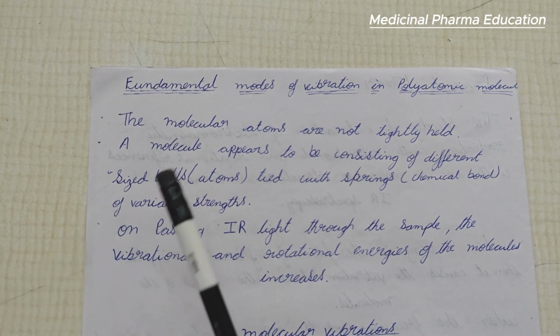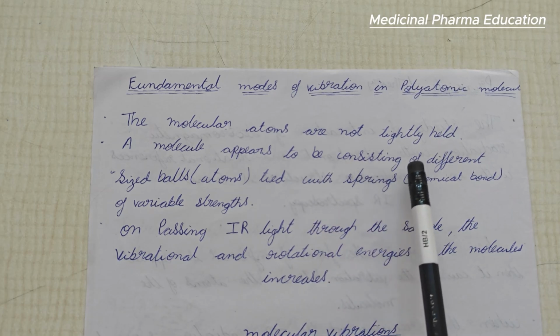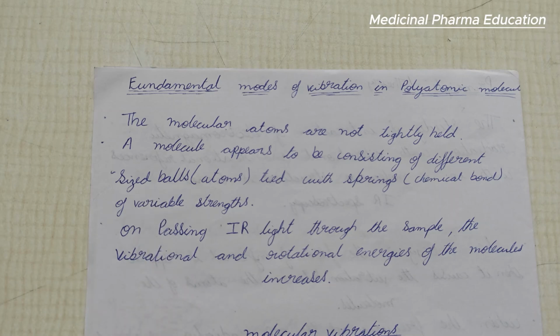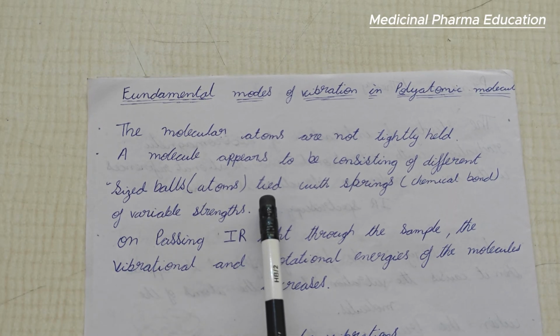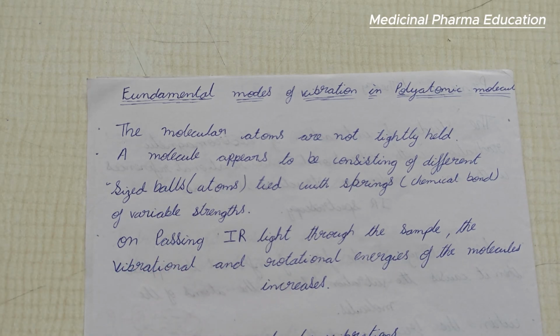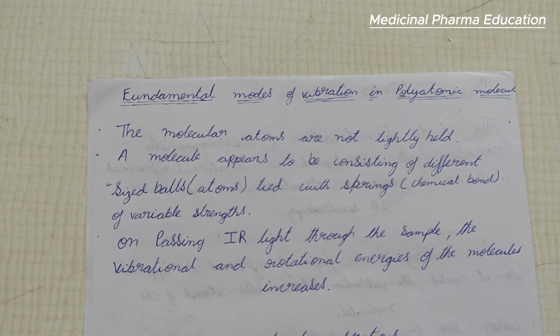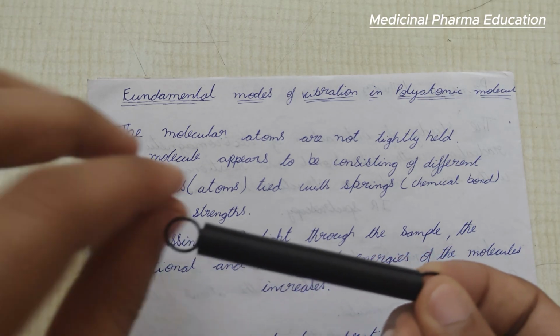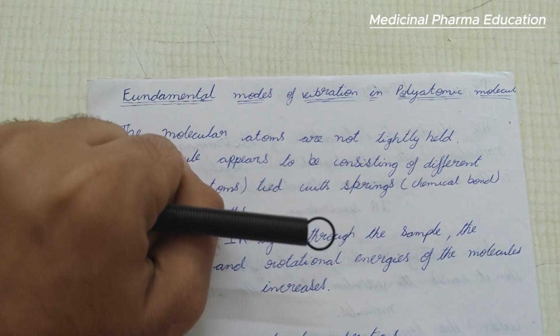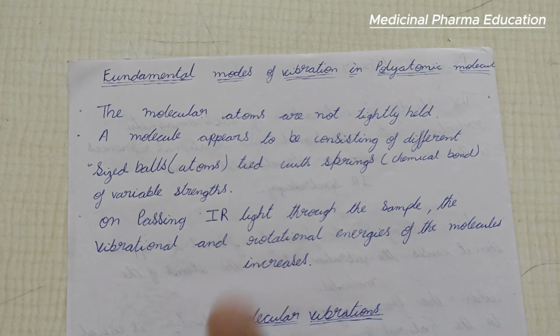Next, the molecules are not tightly held. The molecule appears to consist of different sized balls. Atoms are tied with strings, chemical bonds of various strengths. On passing IR light through the sample, the vibrational and rotational energies of the molecule increase. As I said, if the IR radiation falls on the atom, the vibrational and rotational frequencies increase due to the IR absorption.